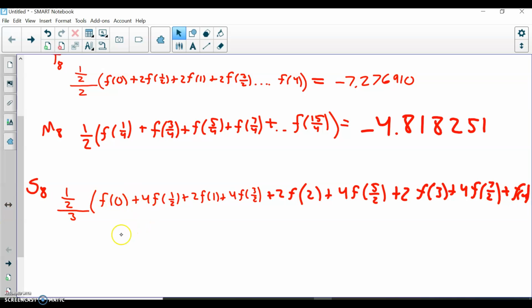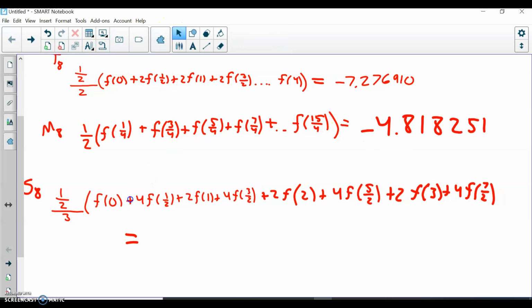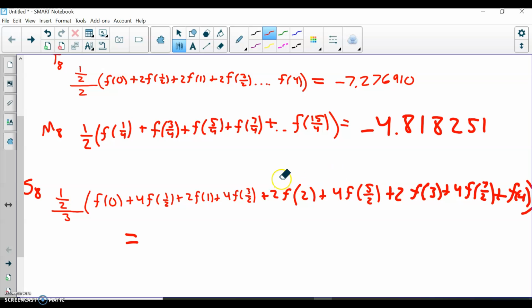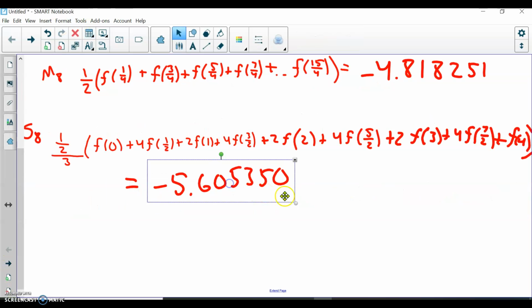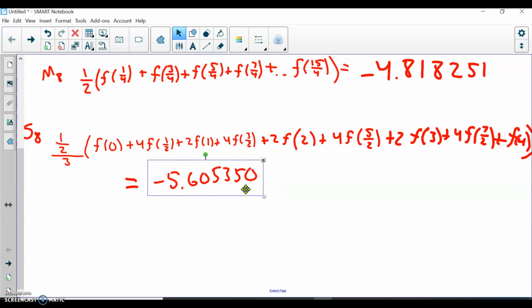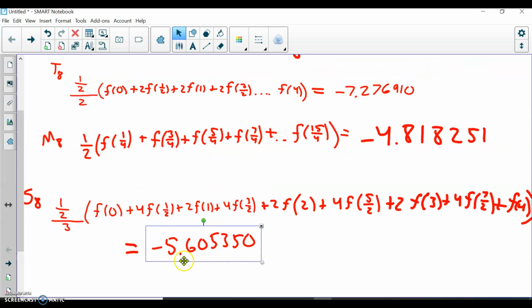All right, so we're talking f of 8/2, which is 4. Calculate all those terms, add them up, and multiply the result by 1/6, which was the coefficient up front here. If you do all that, you should get this answer, which we know to be, amongst these 3 methods, the most accurate.